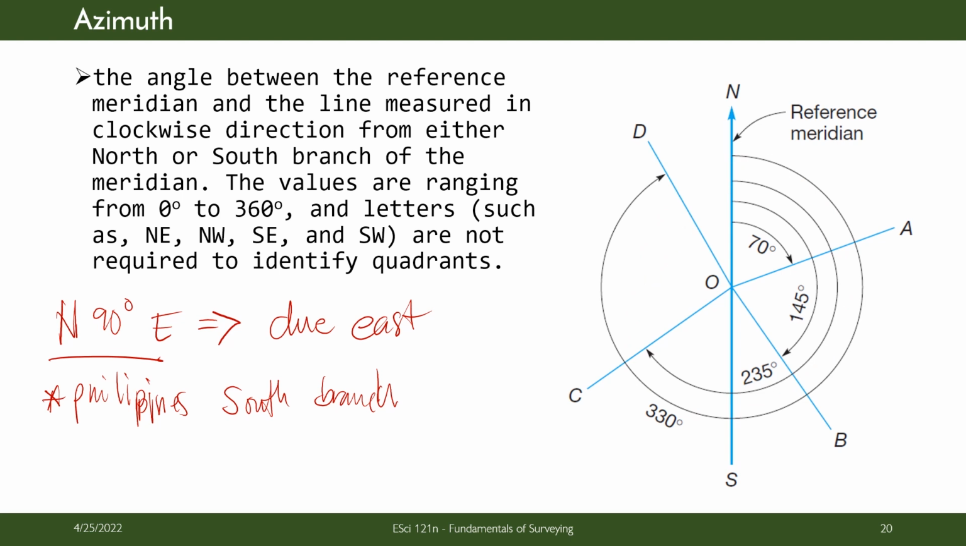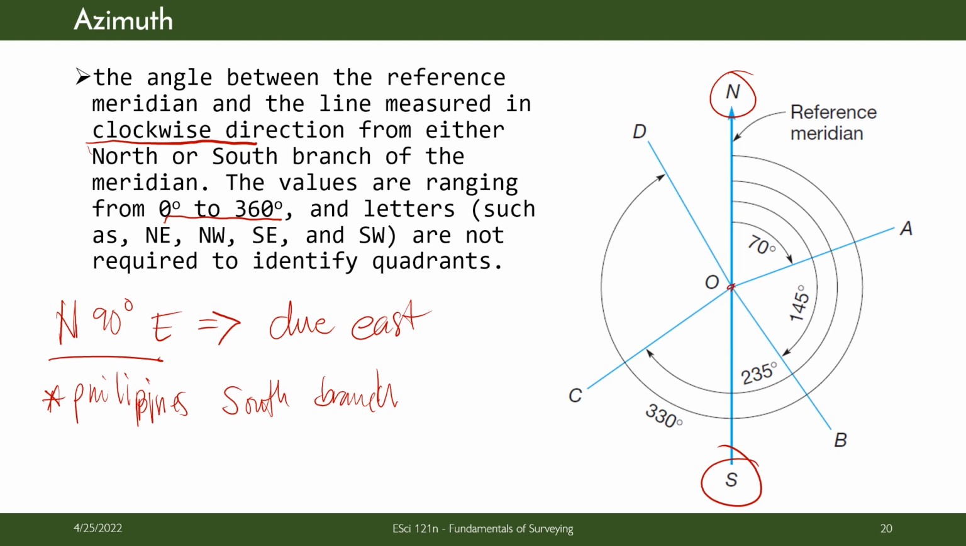So azimuth is the angle from the reference meridian. The reference meridian could be the north branch or south branch, and it is always measured in clockwise direction. The values range from 0 to 360. If the azimuth is 360, it is just equal to 0, right? So that's your azimuth.